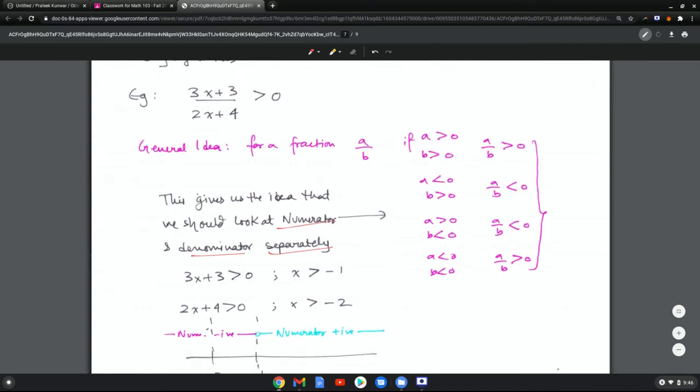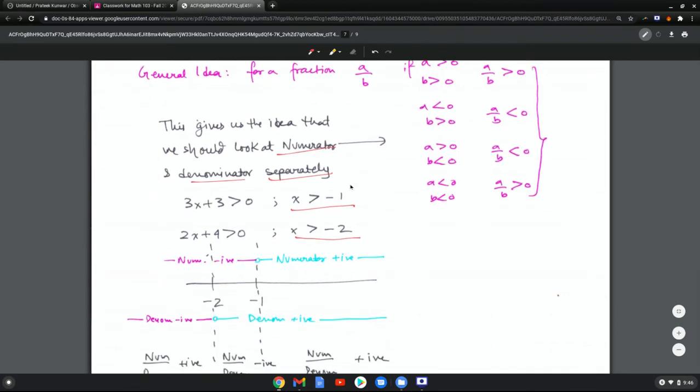So in this example, when is 3x + 3 positive? That's when x is greater than negative 1. When is 2x + 4 positive? That's when x is greater than negative 2. Now we want to see the overlap of these two, right? So we put these numbers on the number line. To the right of negative 1, the numerator is positive. To the left, the numerator is negative. To the right of negative 2, the denominator is positive. To the left, it is negative.